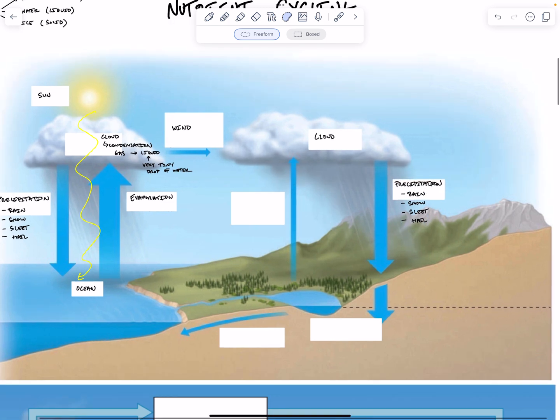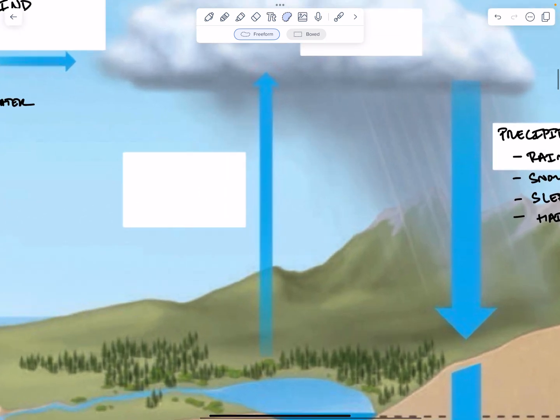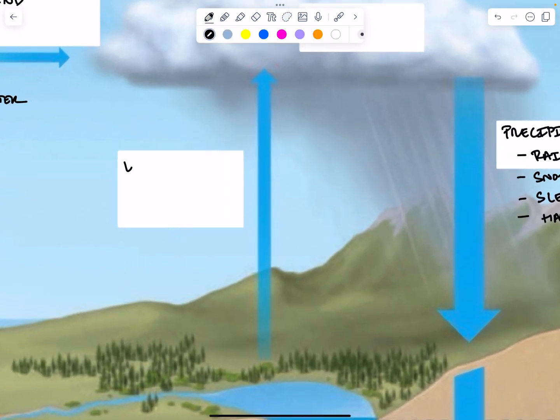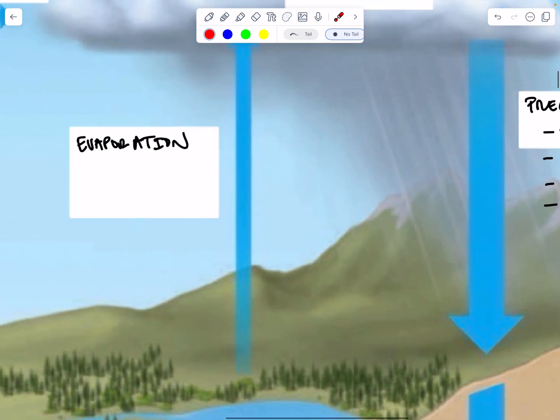Okay, so precipitation can be in any of these forms. And then this little arrow here is, again, evaporation. So when water that is in a lake, a pond, or a river, or a stream turns into water vapor, we have evaporation. But another piece of this arrow is called transpiration.